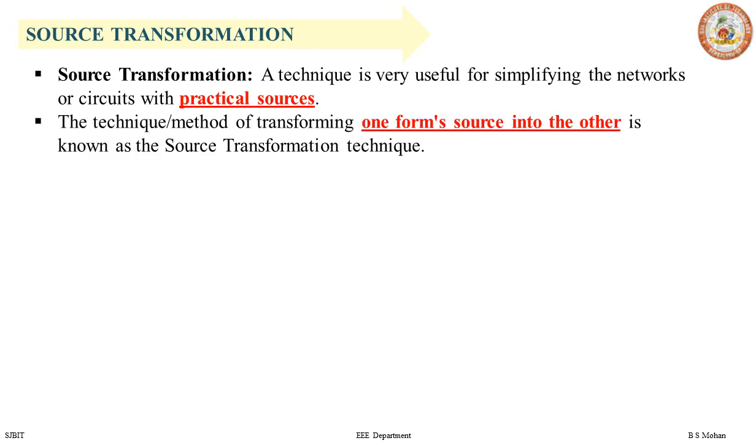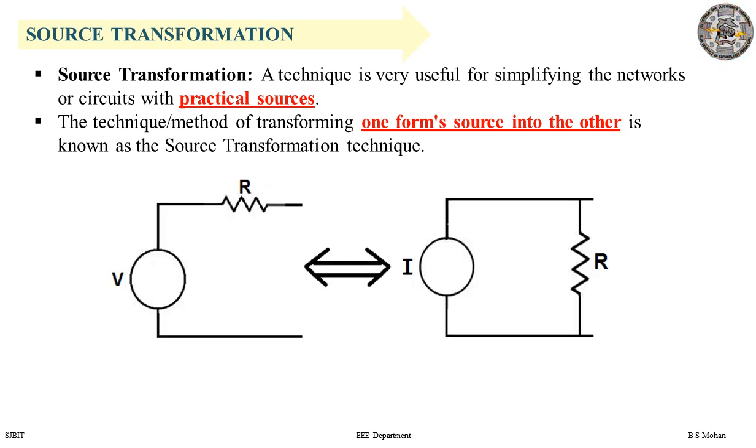The technique or method of transforming one form of source into another is known as source transformation. As you can see in the image below, we have a voltage source with a resistance in series. If the resistance is not there, it is called an ideal voltage source. Similarly, on the right-hand side, we have a current source and a resistance in parallel. If we have only the current source alone, it's called an ideal current source.